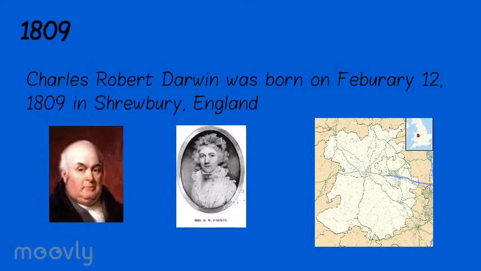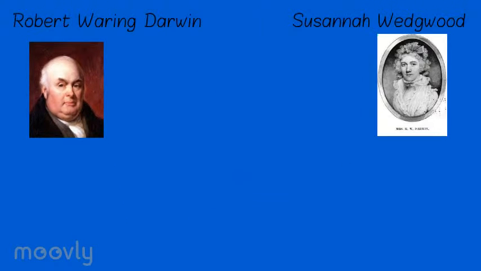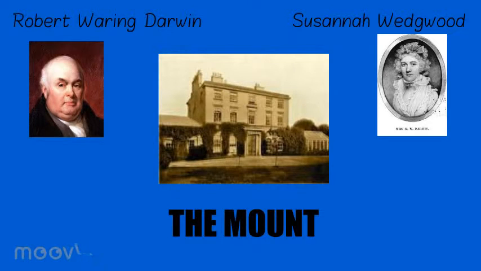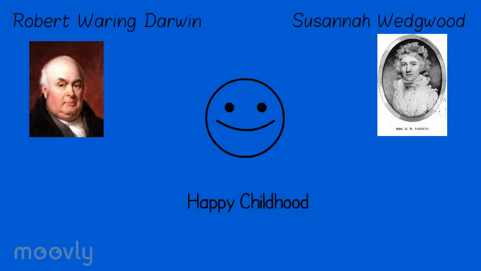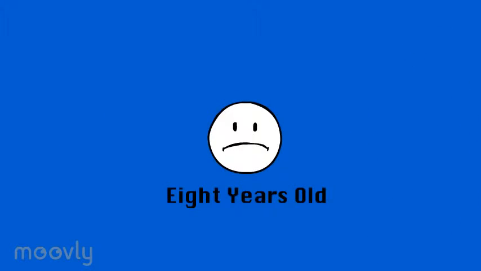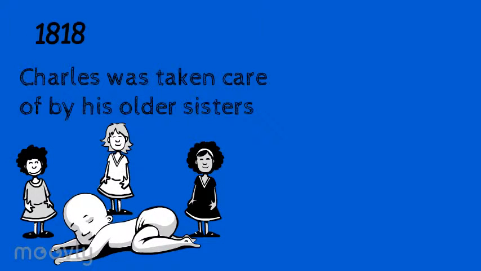He is the fifth child of Robert Waring Darwin and Susanna Wedgwood. They raised him in a house known as the Mount. Charles Darwin had a relatively happy childhood because his parents were rich and he enjoyed collecting beetles. However, at the age of 8, his mother died. After that, starting in 1818, Charles was taken care of by his older sisters.